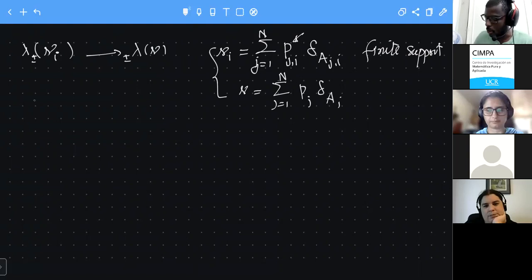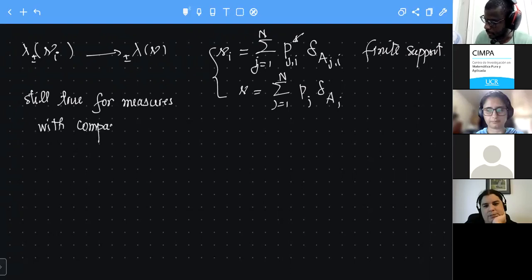And this is still true if you replace this by measures with compact support. But that is in dimension 2, and what happens in higher dimension?